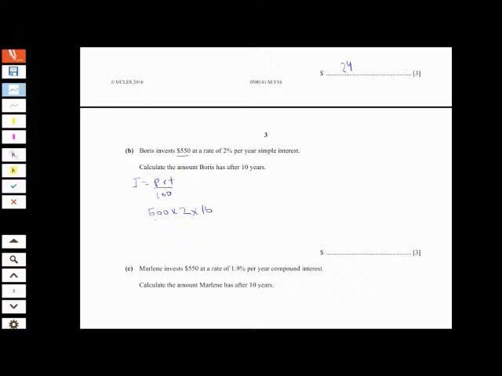Now over 100. And key that in the calculator and you will get the answer, which is I equals 110. But notice here, they don't want the amount of interest, they want the total amount, the amount Boris has after 10 years, which is the interest plus his original money that he invested, which is 550 plus 110, give you $660.